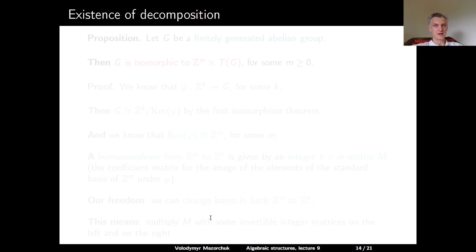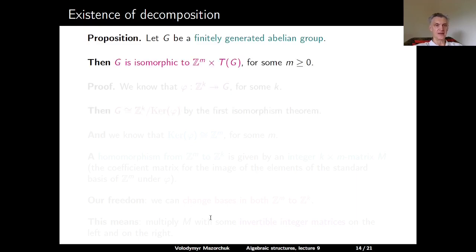Now we are heading towards the proof of the main result of this lecture. First, let us discuss existence of the decomposition. Proposition: let G be a finitely generated abelian group. Then G is isomorphic to the product of some Z^m and the torsion subgroup T(G).